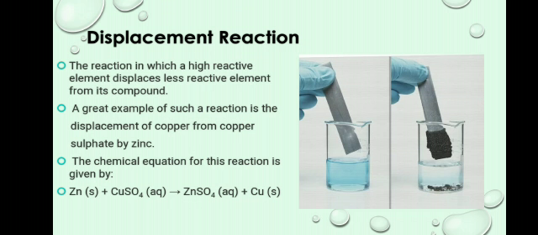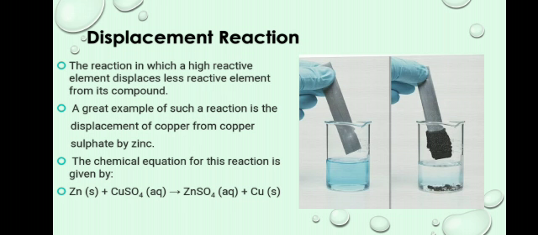Now the next topic is displacement reaction. The reaction in which a highly reactive element displaces a less reactive element from its compound is called a displacement reaction. Like its name resembles, displace, it means highly reactive metals replace or displace less reactive metals. An example of such a reaction is the displacement of copper from copper sulfate by zinc.